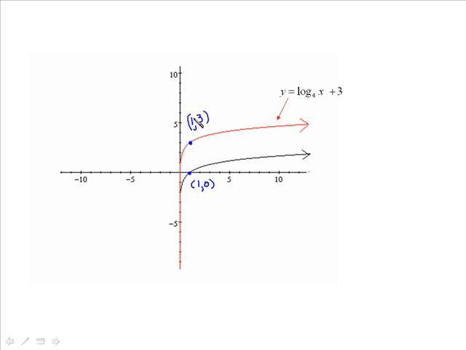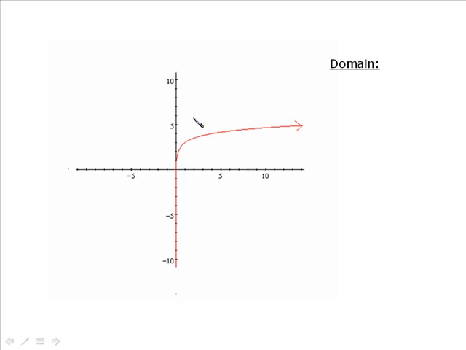Now, with respect to the domain, I'll just draw the transformed curve. That has no effect on the domain. Because there's no horizontal stretch or anything, it's still going to be x is greater than 0, all real numbers. And the range is also unaffected because just moving it up doesn't affect anything. It still goes to infinity in both directions. So y is an element of the set of real numbers.